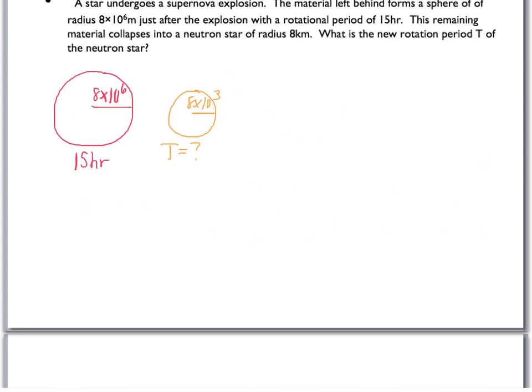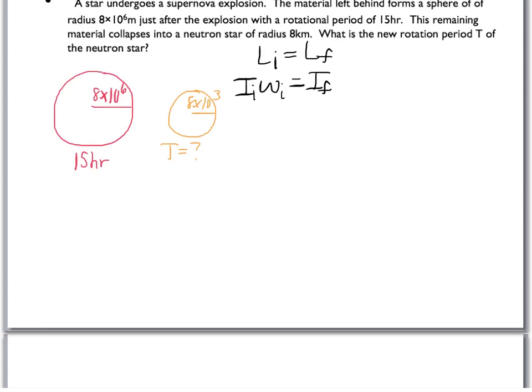And the question is, once this now condenses down into this very dense neutron star, what is the new rotational period of the neutron star? Well, we know that this is going to be an isolated system without any net outside torque. So our angular momentum in the beginning will be equal to our final angular momentum. Here, angular momentum may be easiest to calculate as an I omega.